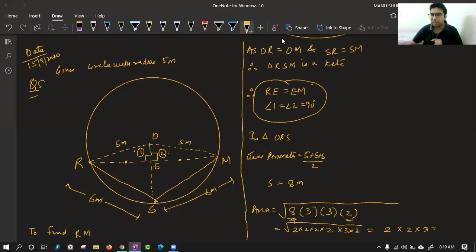And the answer is what? 4 3s are 12 meter square. So we have found the area of the triangle.